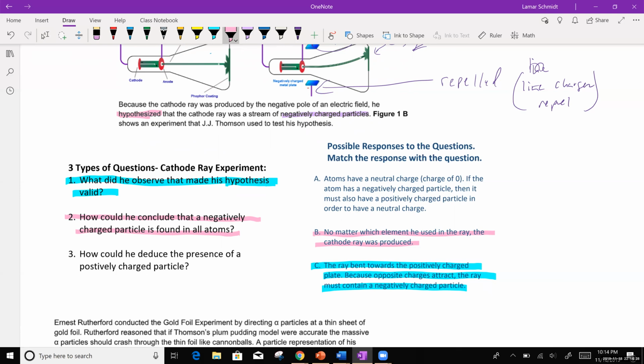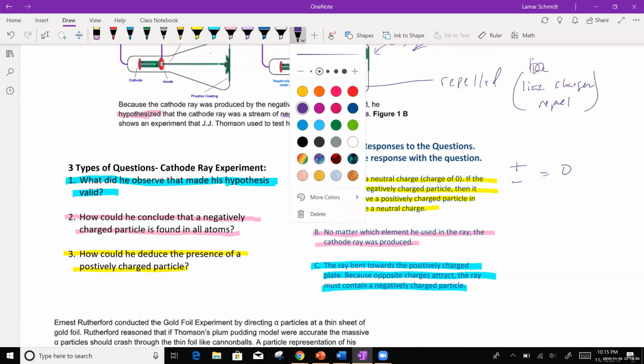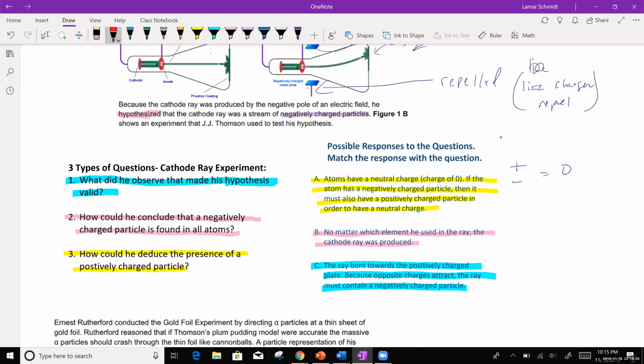And then lastly, how could he deduce the presence of a positively charged particle? That is obviously going to be our last choice: atoms have a neutral charge, or a charge of 0. If the atom has a negatively charged particle, then it must have a positively charged particle in order to have a neutral charge. If you have a plus charge and a negative charge, that's going to equal a charge of 0, because those two things cancel out.